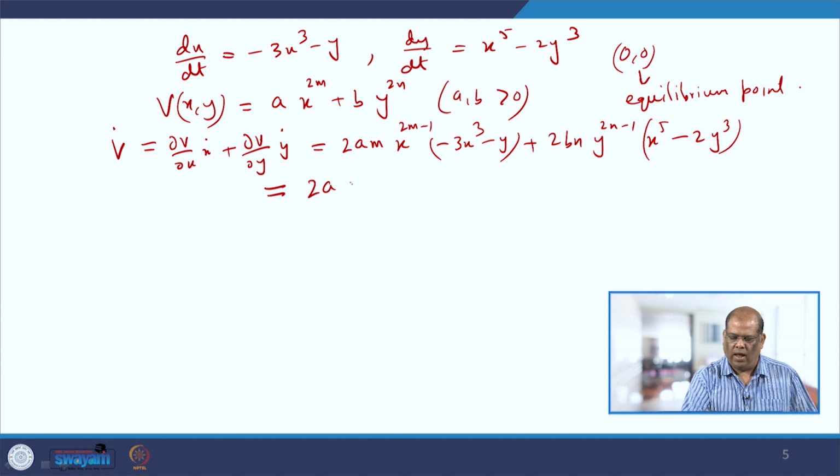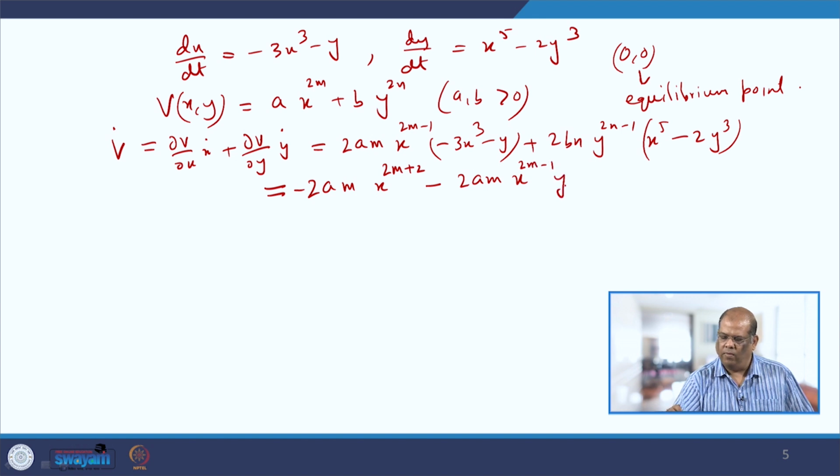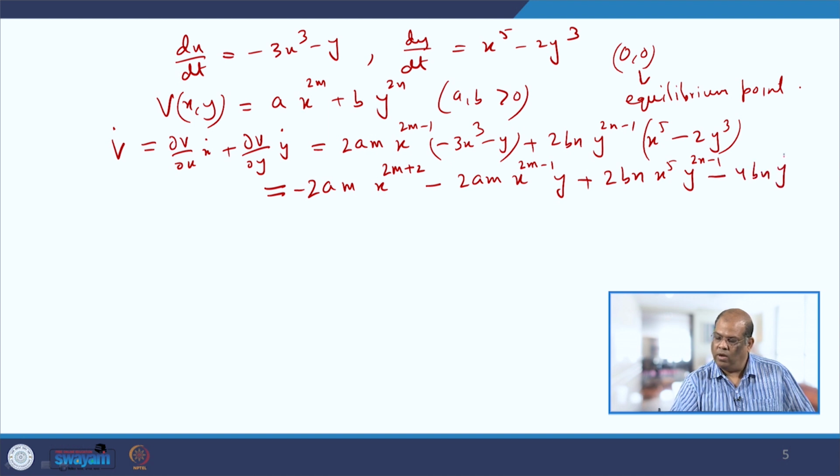So, minus 6am x to the power 2m plus 2, with a negative sign. So, I am just multiplying, minus 2am x to the power 2m minus 1 into y, plus 2bn x to the power 5 y to the power 2n minus 1 minus 4bn y to the power 2n plus 2. So, this term is fine, this term is fine.